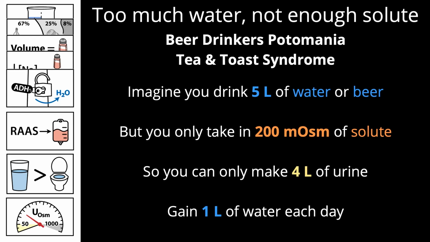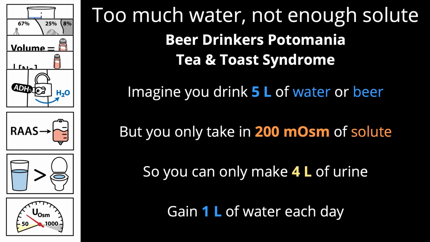And importantly, these folks have their ADH maximally suppressed because they are hyponatremic. They're trying to dump their water. They're euvolemic, right? Because volume is winning. So ADH is turned off.